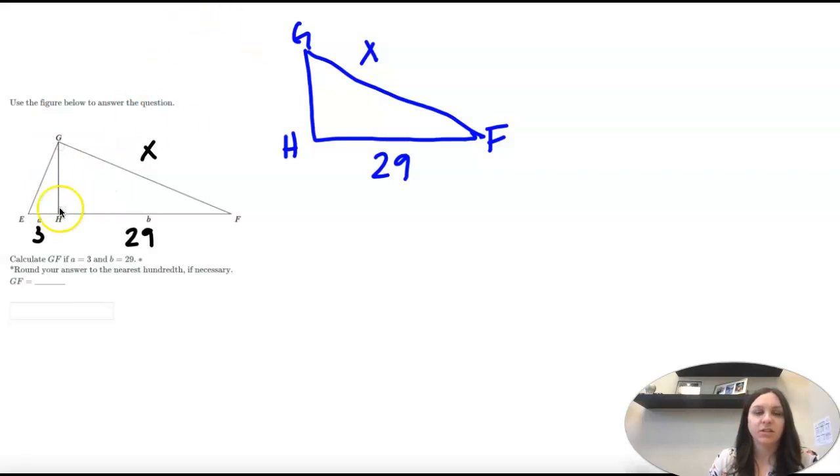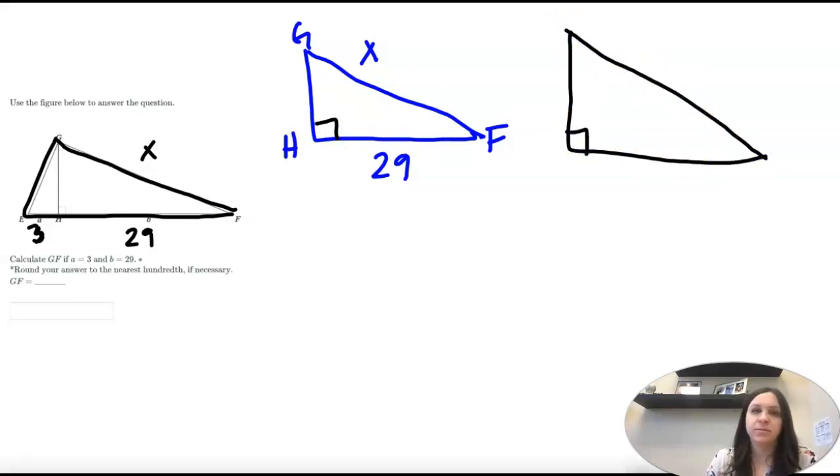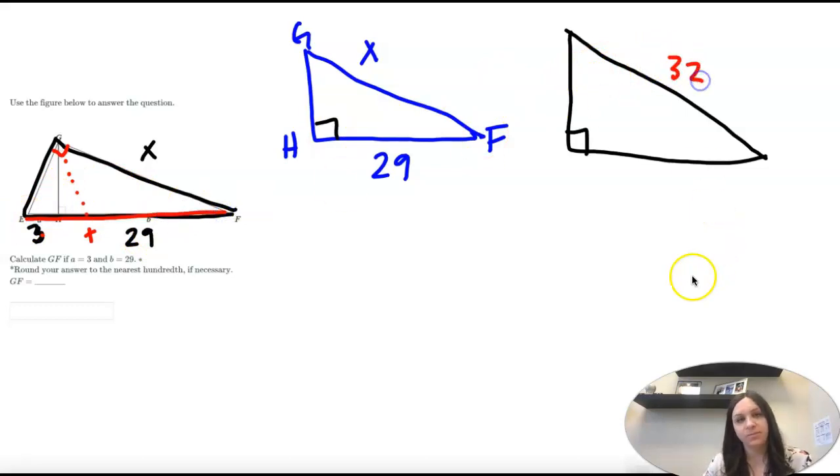So this one's a little different because we're actually going to use the big triangle. Right, so I have that right angle now. The right angle's at G. And I know the hypotenuse, that is the side across from the right angle, is 3 plus 29. So this side is actually 32. And then X is also part of this triangle, right? It's the longer leg. And that is X. Okay, so now our sides are aligned.